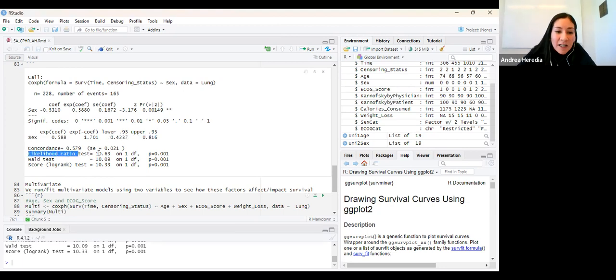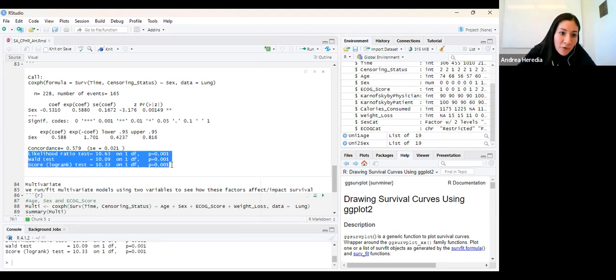And something that I did not talk about before in the last univariate analysis is the importance of these three tests, which are basically omnibus tests that talk about the overall significance of the model.